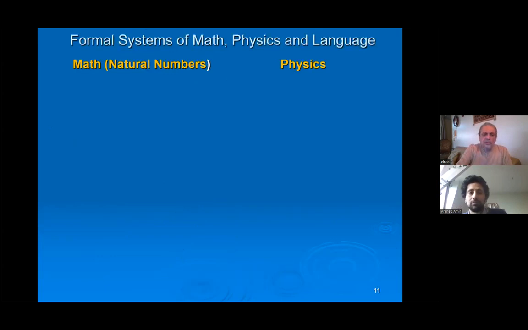Now, if we look at formal systems of math, physics, and language, here for the first time I put also language, we'll see why. So the syntax are the formulas of first order mathematical logic, which means you have only very few functions.